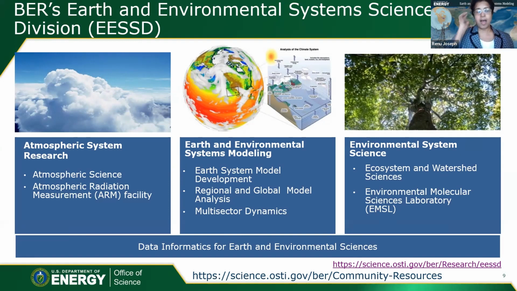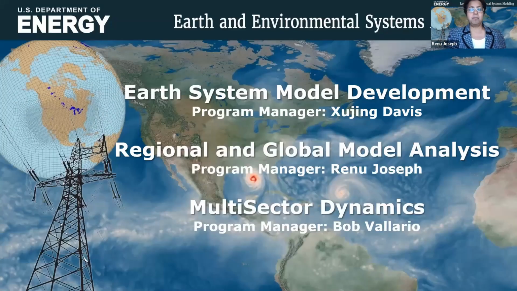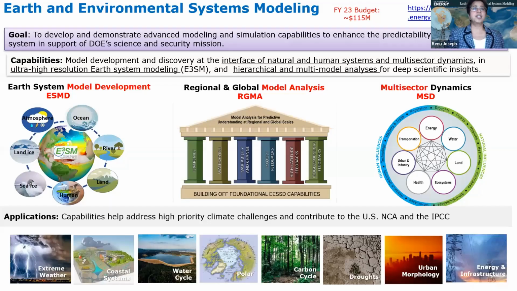And we've had a strategic plan in the past, and you'll find all those community resources in the links that are indicated here. So we've introduced ourselves, and just to provide a bird's eye view of Earth and Environmental Systems Modeling, our overarching goal is to develop and demonstrate advanced modeling and simulation capabilities to enhance the predictability of the Earth system. And our total funding is about 115 million, which is distributed between Earth system model development activities, primarily focusing on the development of the Energy Exascale Earth System Model, or E3SM.